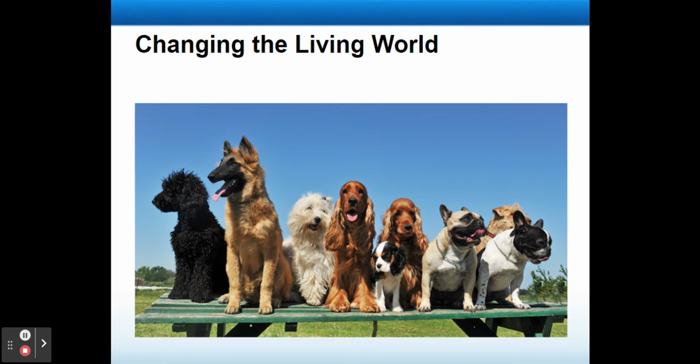Now, you guys can make small changes to your own little world, right? You can clean up after yourselves. You can rearrange your bedroom maybe. But we're talking about the living world. So changing how things live, where things live, and what happens.